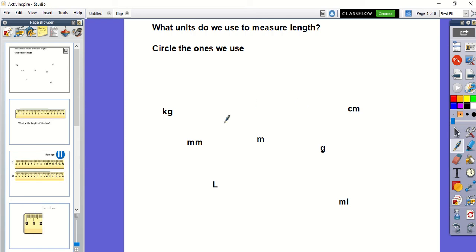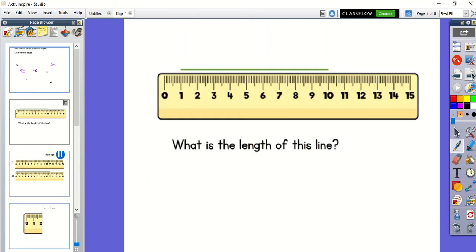So, looking at these units, I can tell that the ones we use to measure length are centimetres, millimetres, and metres. Well done if you got that right. And a bit later on in the video, we'll go into how these compare to each other. For now, let's look at this ruler.